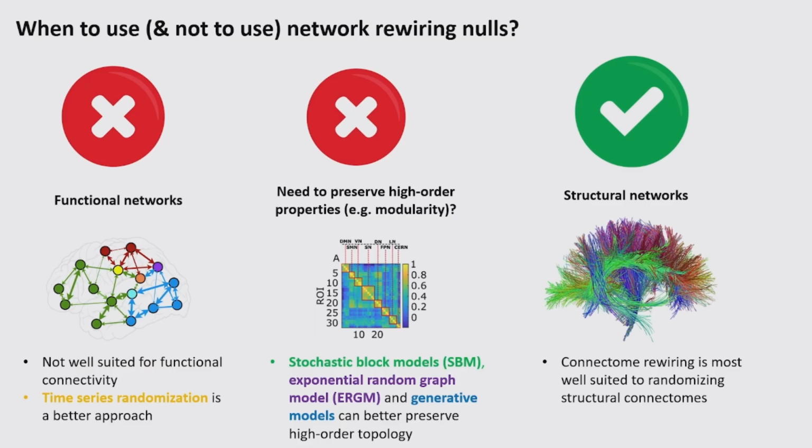So to wrap up, I just want to very briefly consider when to use and when not to use network rewiring nulls.